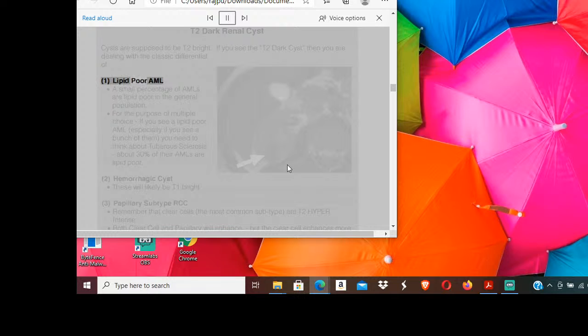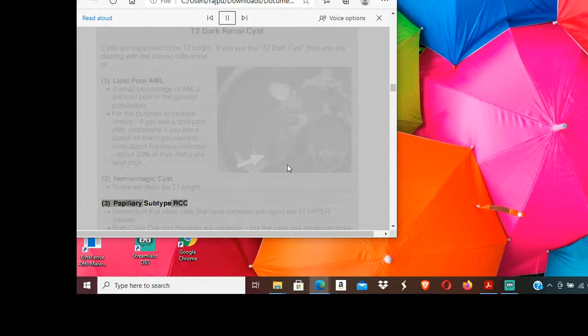1. Lipid poor AML. A small percentage of AMLs are lipid poor in the general population. For the purpose of multiple choice, if you see a lipid poor AML, especially if you see a bunch of them, you need to think about tuberous sclerosis. About 30% of their AMLs are lipid poor. 2. Hemorrhagic cyst. These will likely be T1 bright.